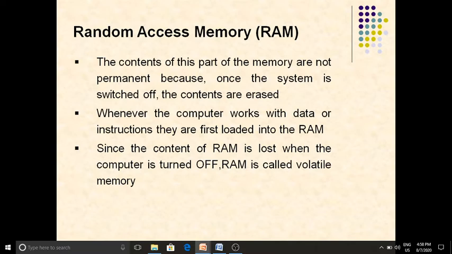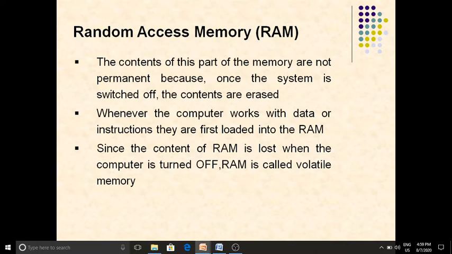Whenever the current goes or the computer system is switched off, the contents will be erased. This is random access memory. Whenever the computer works with data or instructions, they are first loaded into the RAM. Since the contents of RAM are lost when the computer is turned off, RAM is called volatile memory.